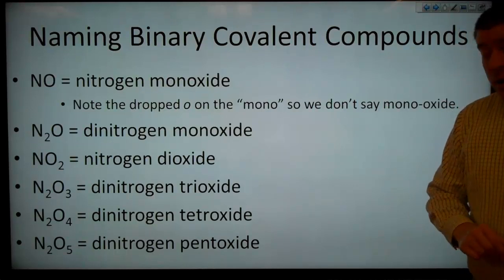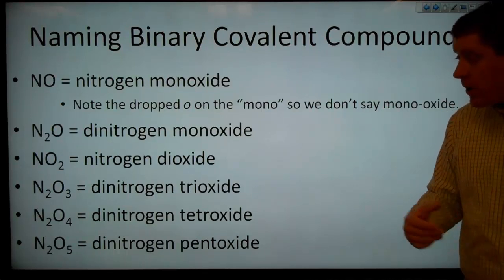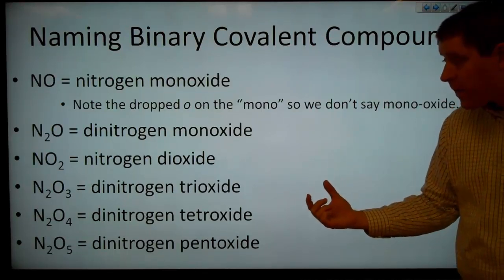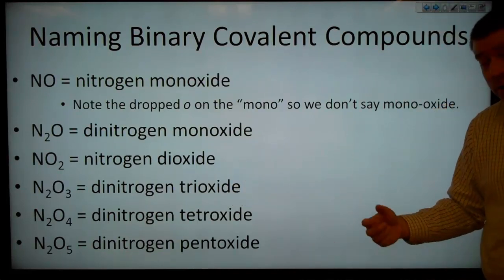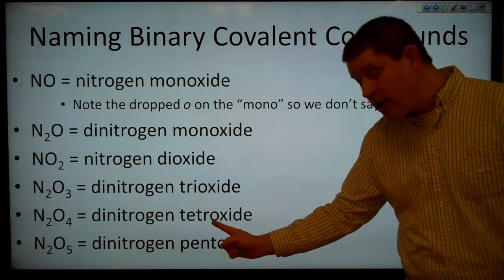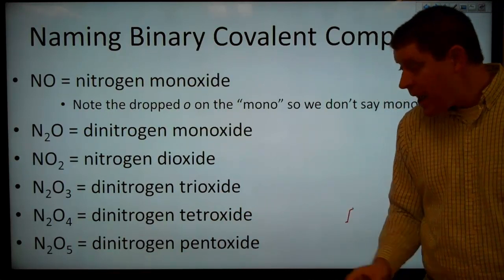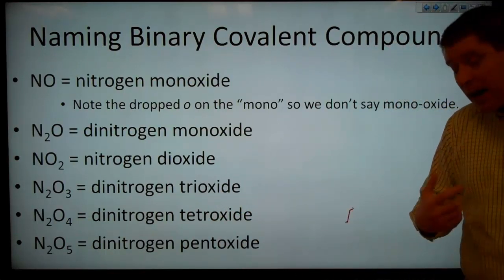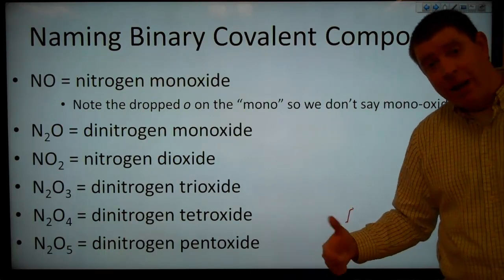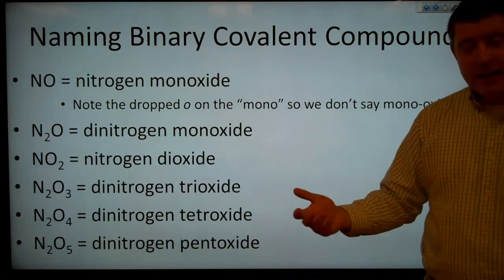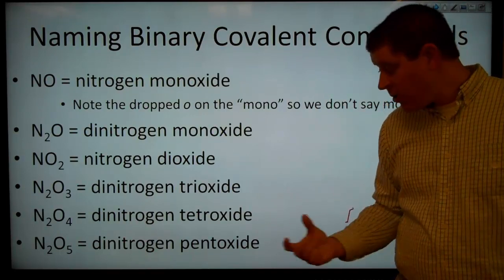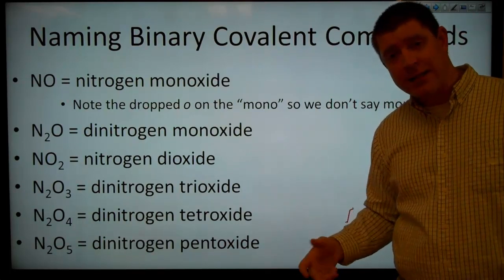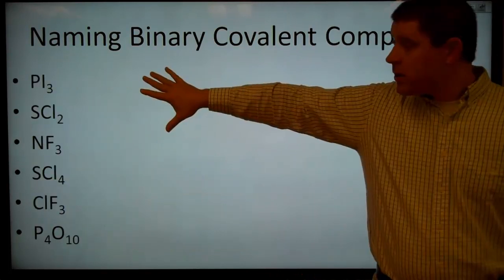N2O is dinitrogen monoxide. NO2 is nitrogen dioxide. N2O3 is dinitrogen trioxide. N2O4 is dinitrogen tetroxide. Again, note that the A has been dropped. N2O5 is dinitrogen pentoxide. Again, it's not pentaoxide, although technically that is an option. It is technically legal for you to do this, but pentaoxide is more difficult for us to say than pentoxide is. So here's another set.